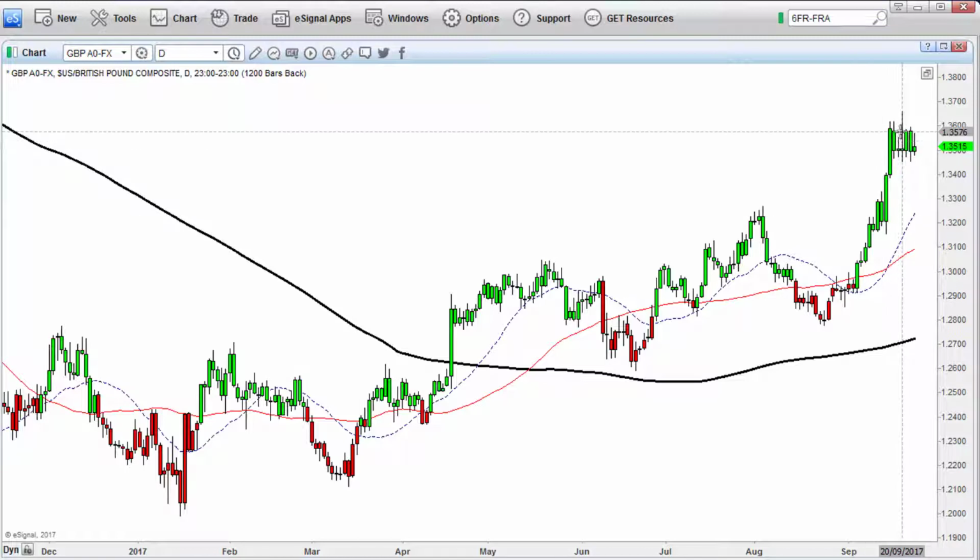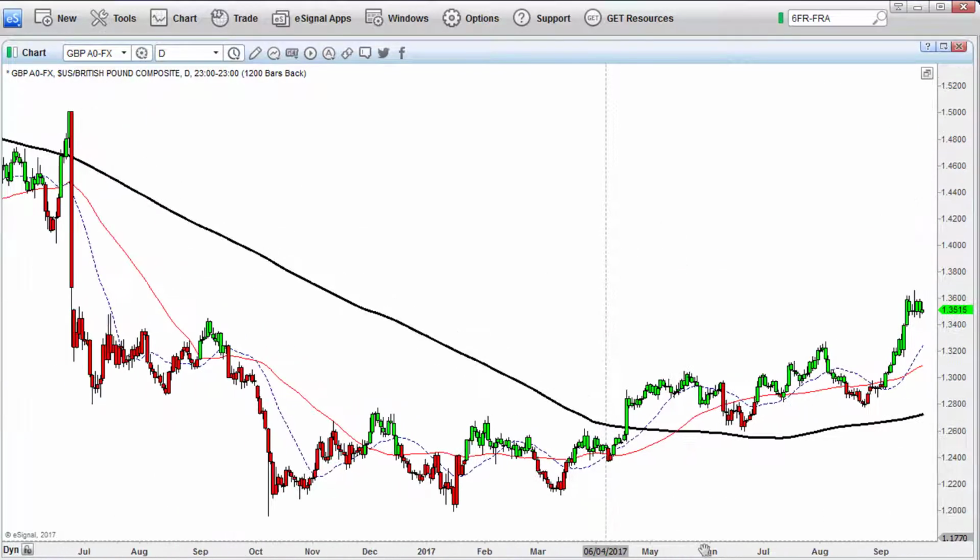Now on the daily chart, price is above the 200 moving average and the bars are green, so we could potentially look to buy. However, we are still below the weekly 200 moving average, so it's best to wait for the weekly to be above the 200 moving average.